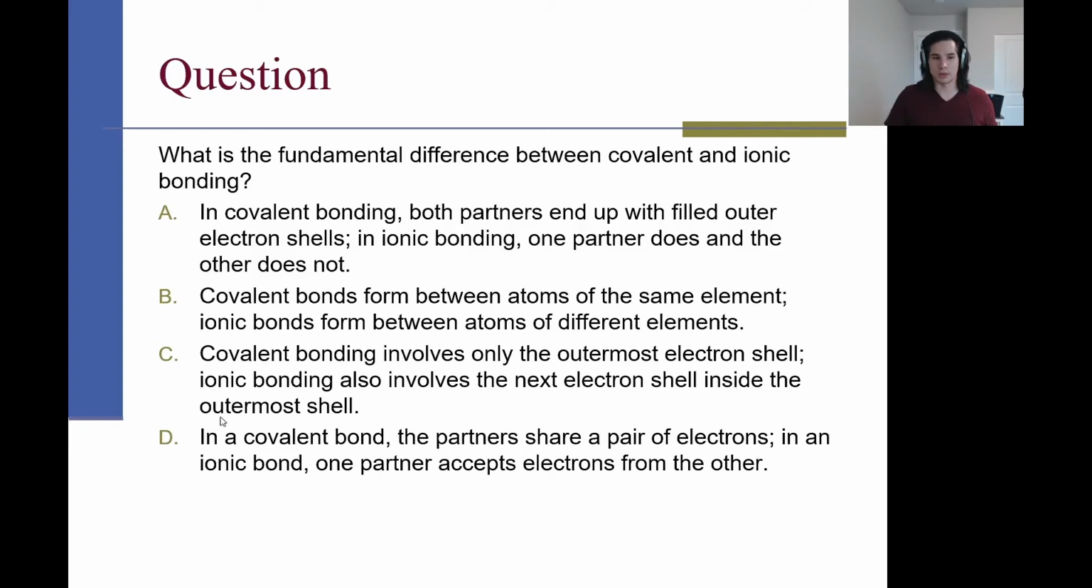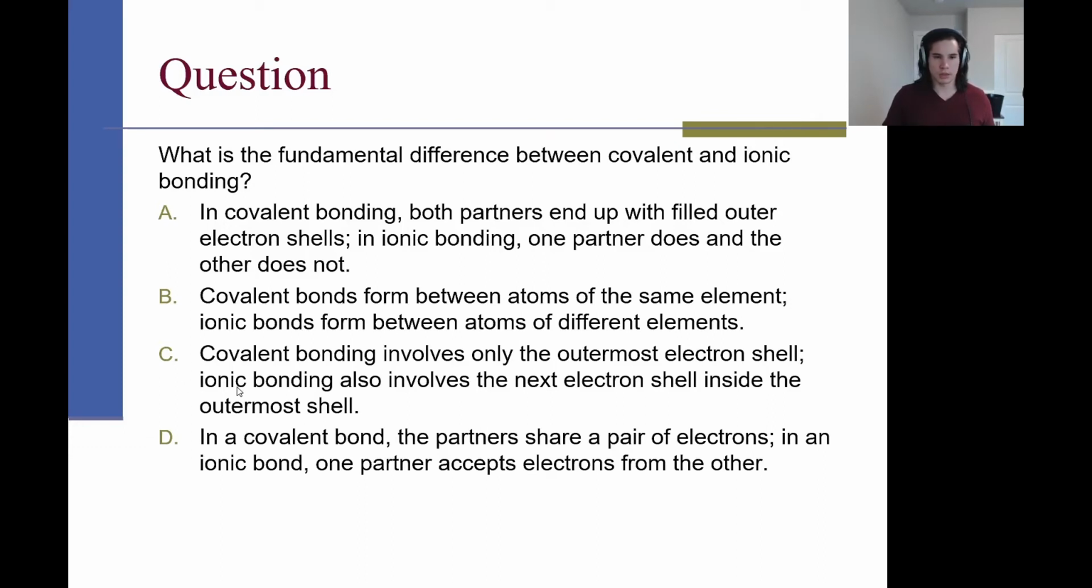Let's come back to that one. In a covalent bond, the partners share a pair of electrons. In an ionic bond, one partner accepts electrons from another. That one's correct. Let's go back to C. Covalent bonding involves only the outermost electron shell.